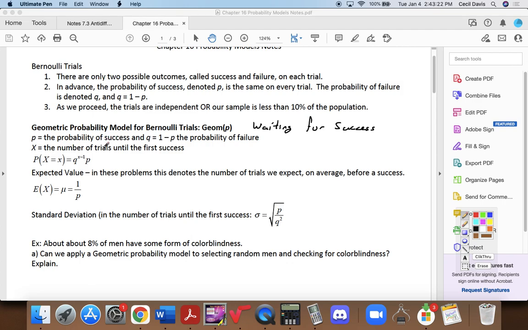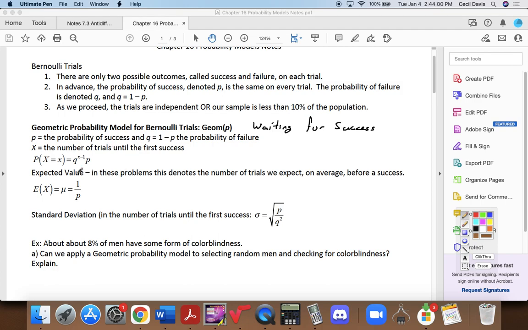Okay, so if P is the probability of success, then Q equals 1 minus P is the probability of failure. There's only two possibilities. Capital X is the number of trials until the first success. So the probability that capital X, the number of trials until the first success, is equal to little x, which is the number we're going to try and find, is equal to Q raised to the x minus 1 times P. You're like, where does that come from?